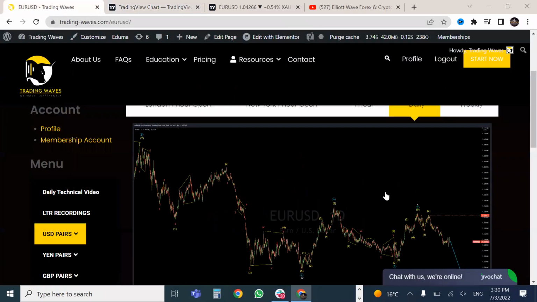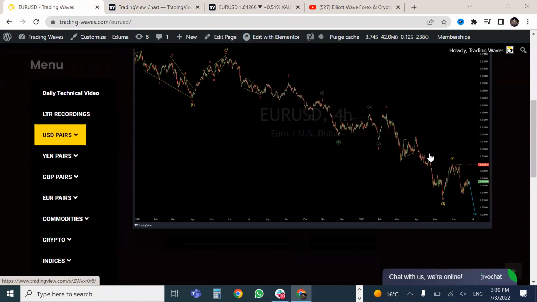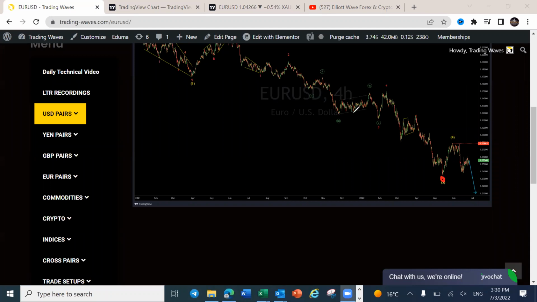All right, let's go back here and go to the 4 hour. Remember the yellow wave 4 that I was talking about. This is the one. This is 1, 2, 3, 4, 5. This is the one for this week. This is the 235 pips that we had this past week. So that's where that comes from.